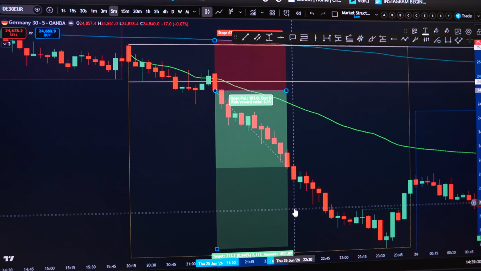Matter of fact, let's actually see. Let me just put a vertical line here and then go to the 4-hour. If we go to the 4-hour, let's see, where is our line at right here?